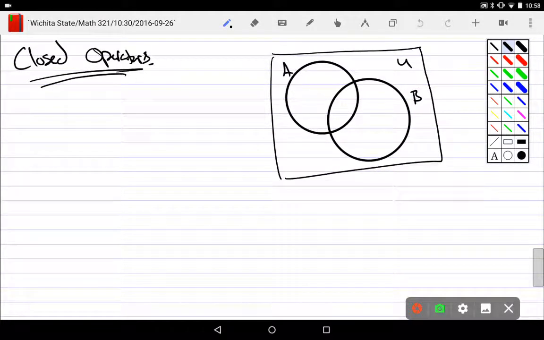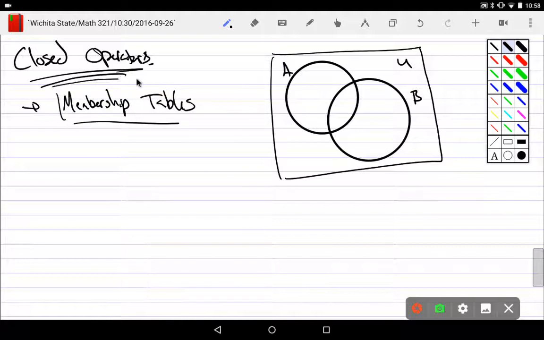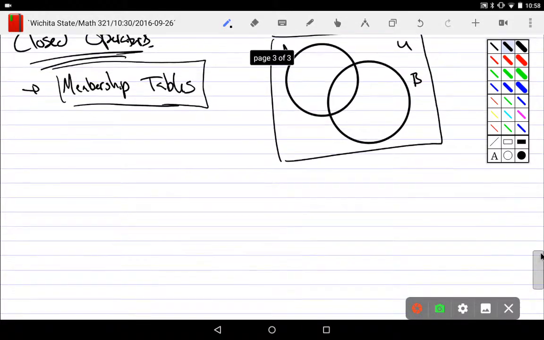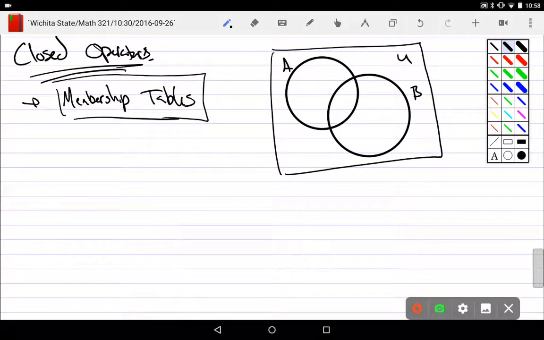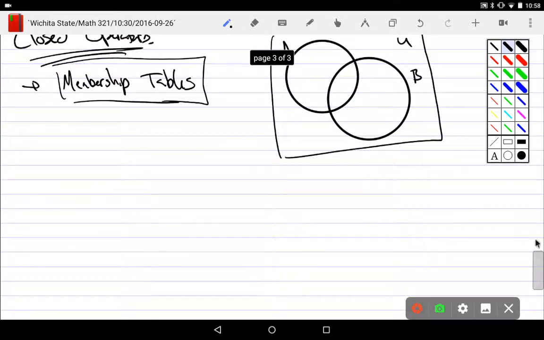So what are some closed operations that we're going to deal with? I suppose before we do that, we have representations of these. We're going to have a new thing to look at, and this new thing is going to be called a membership table. Membership tables go along with the sets that we're looking at, and if we have two sets, or for example one set, they look a little bit differently.